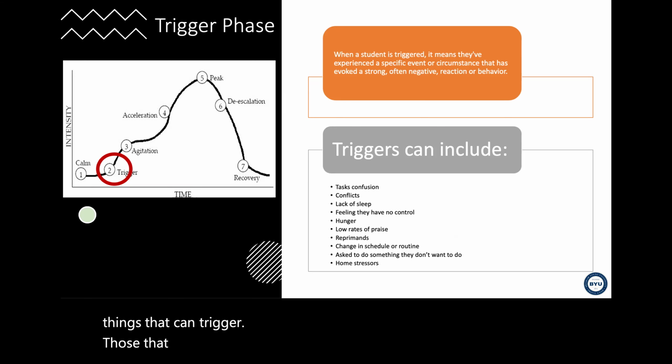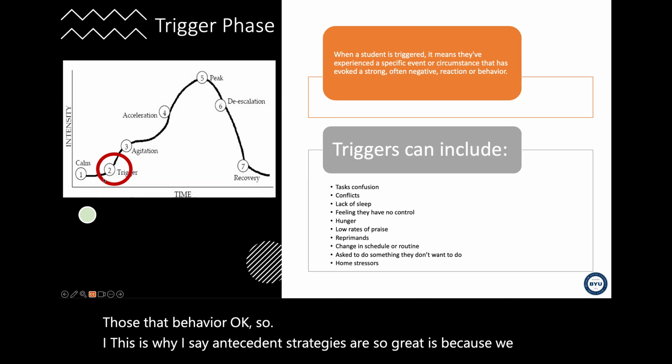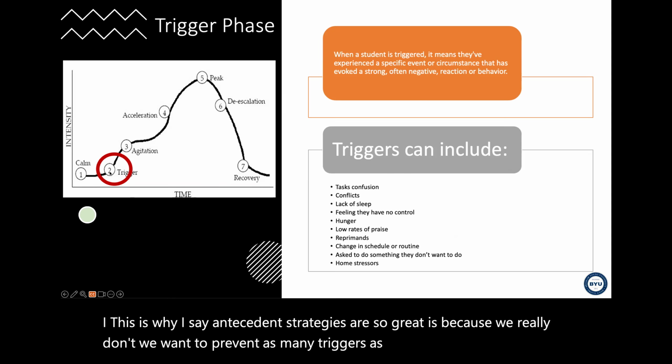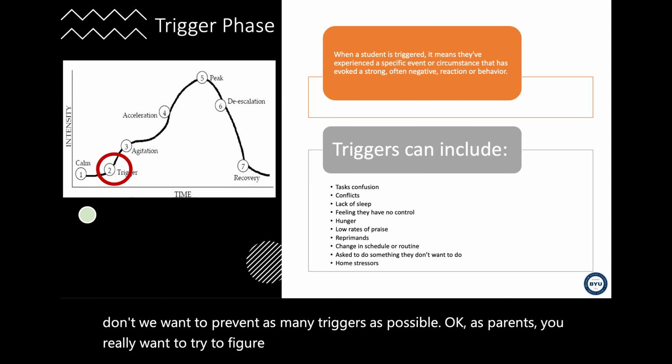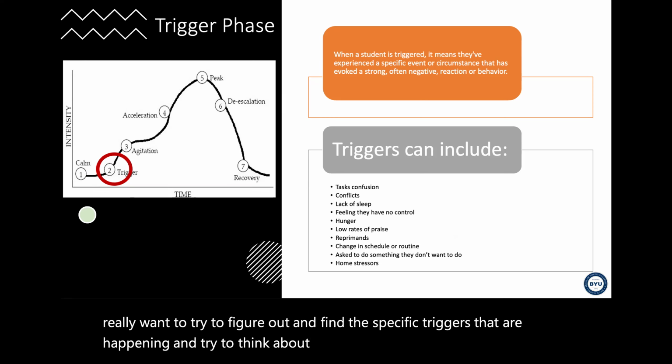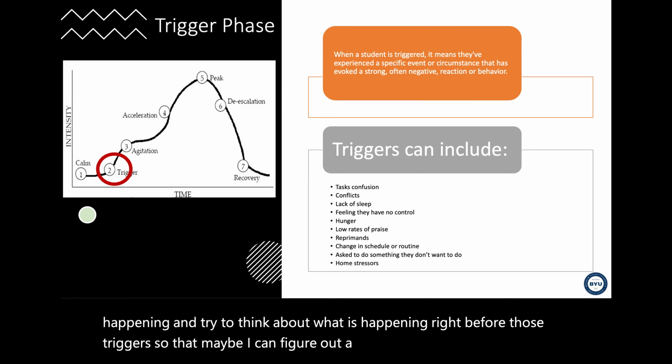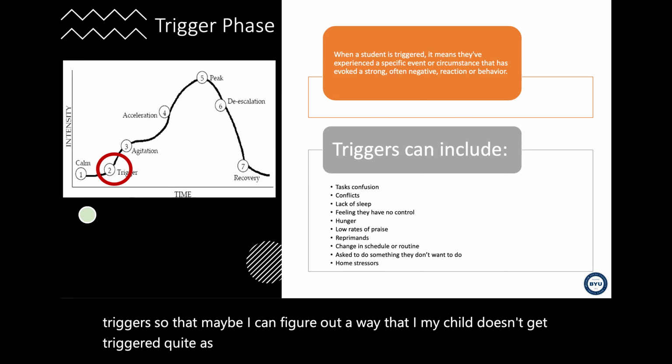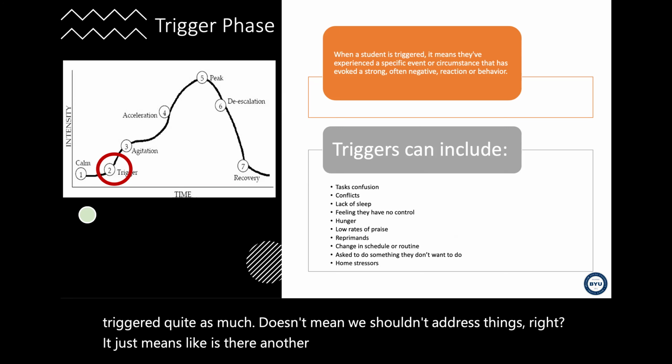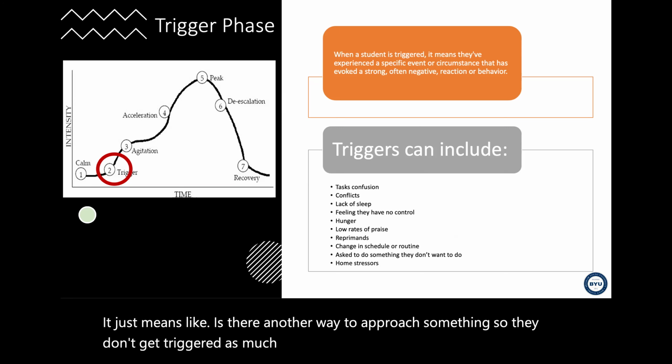Okay. So this is why I say antecedent strategies are so great, because we want to prevent as many triggers as possible. Okay. As parents, you really want to try to figure out and find the specific triggers that are happening and try to think about what is happening right before those triggers, so that maybe I can figure out a way that my child doesn't get triggered quite as much. Doesn't mean we shouldn't address things, right? It just means like, is there another way to approach something so they don't get triggered as much, right?